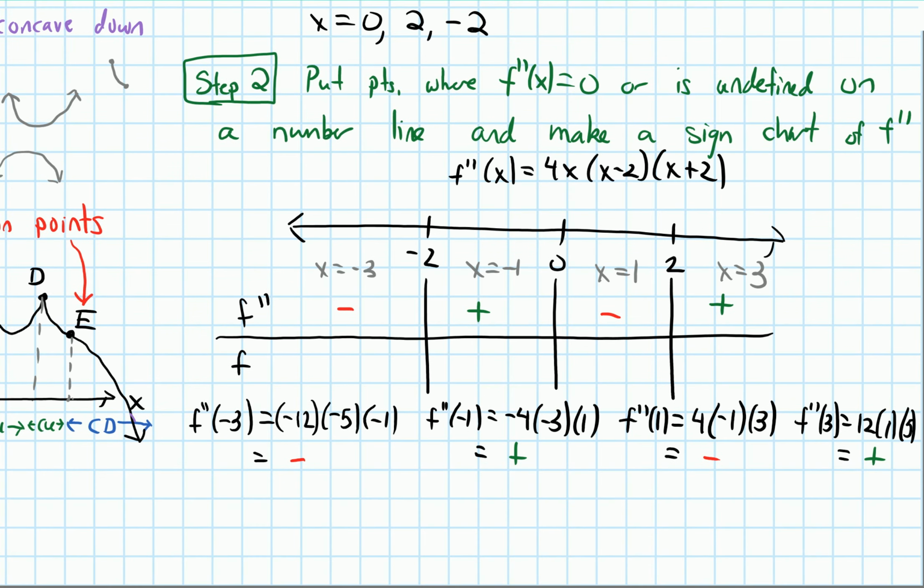And same thing when I plugged in 3. Second derivative is positive, which means original function is concave up. And on the flip side, when the second derivative is negative, that's where the original function is concave down. So I'll write CD, that means concave down. So CD, concave down shape.